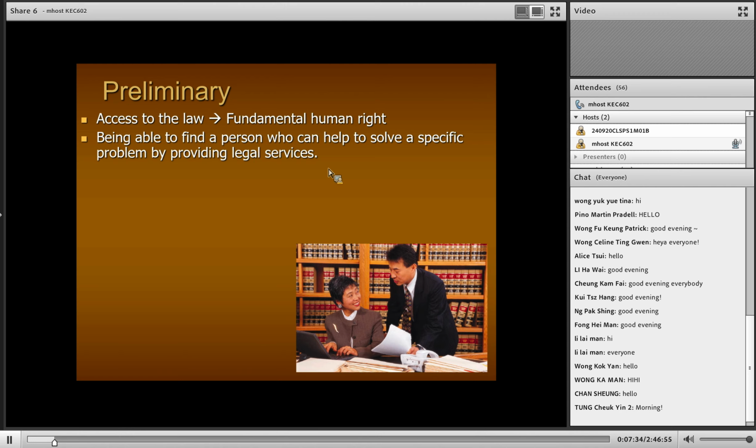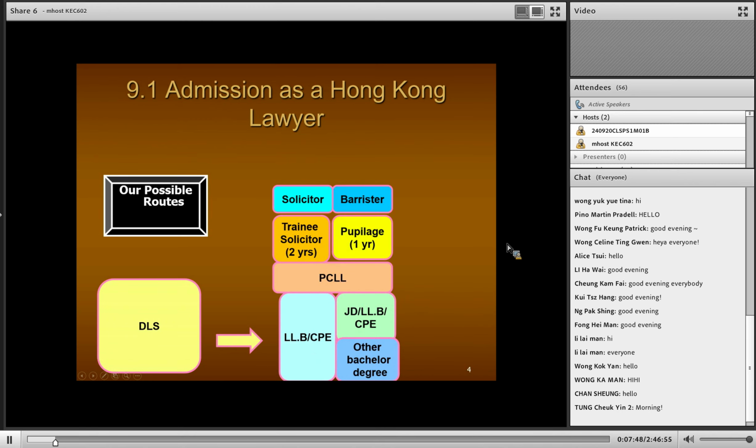Usually you can wait for a certain time before you decide to sue someone. But for a criminal case, especially for an arrest, usually the suspect would like to get legal service as quickly as possible. For admission as a Hong Kong lawyer, briefly, we can say that.